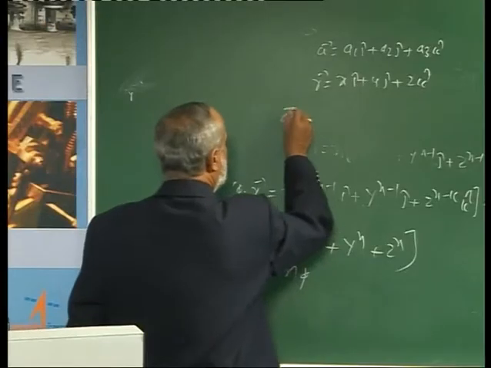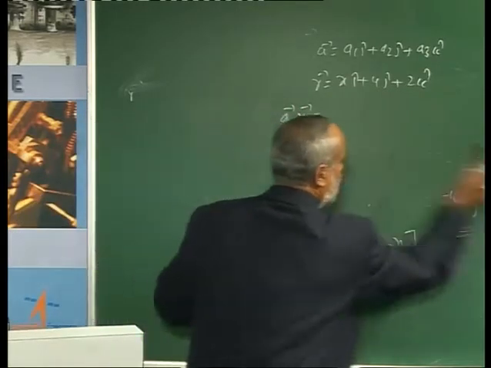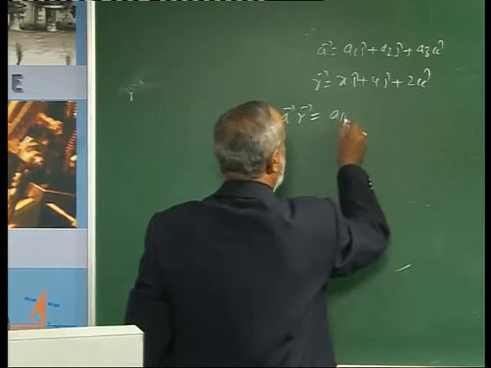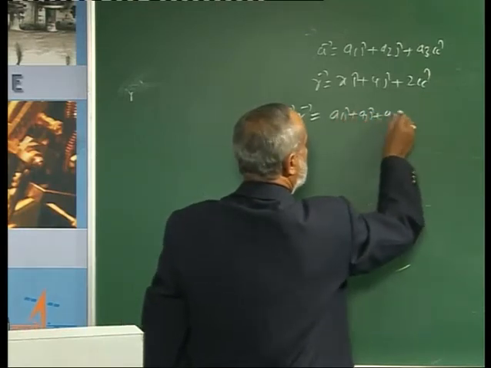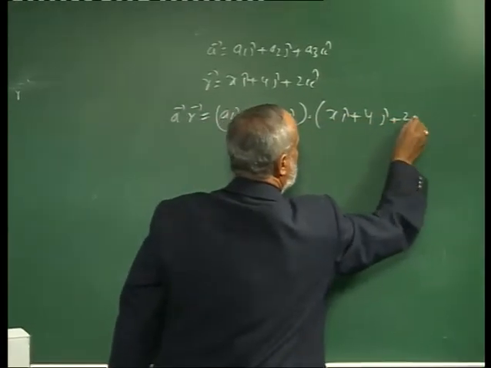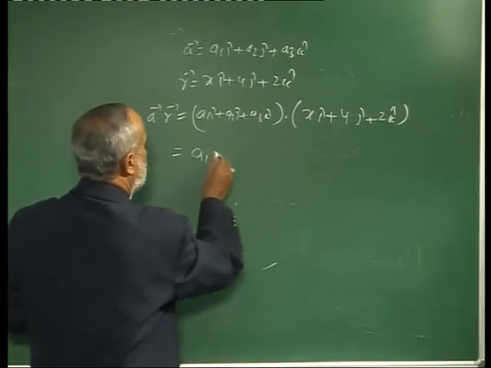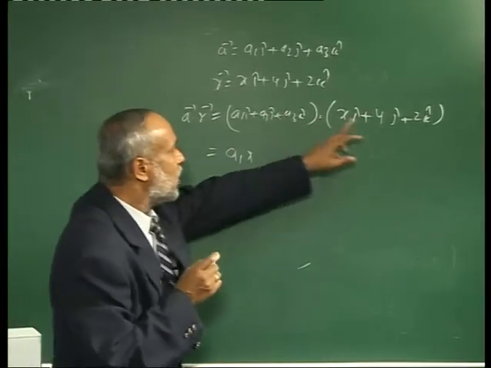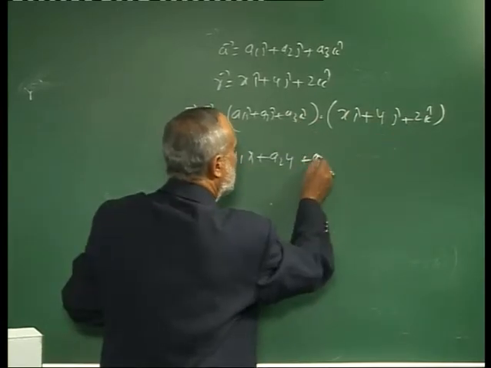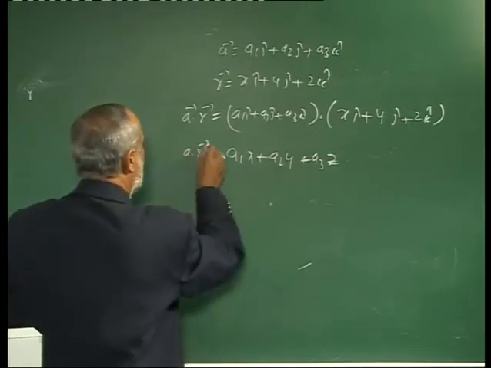Then what do you get? A vector dot r vector equals, if you take the dot product, i dot i is 1. See here, a1 i vector plus a2 j vector plus a3 k vector dot xi vector plus yj vector plus zk vector is equal to a1 into x, since i dot i is 1. Next, j dot j is 1, plus a2 y. k dot k is 1, plus a3 z. Then a1x plus a2y plus a3z is a vector dot r vector.